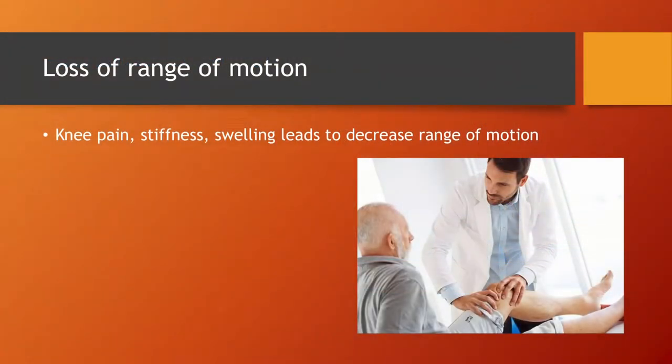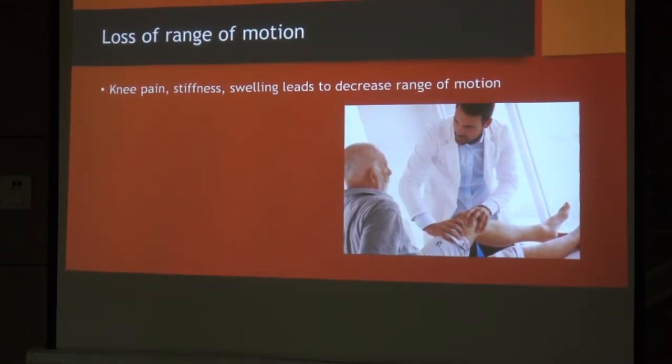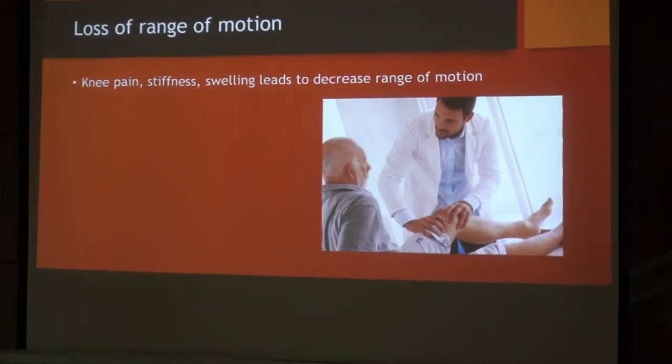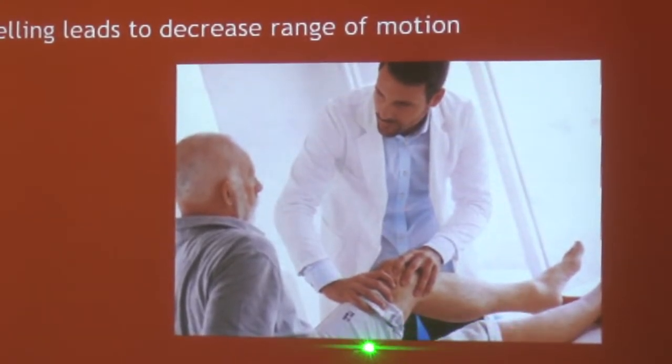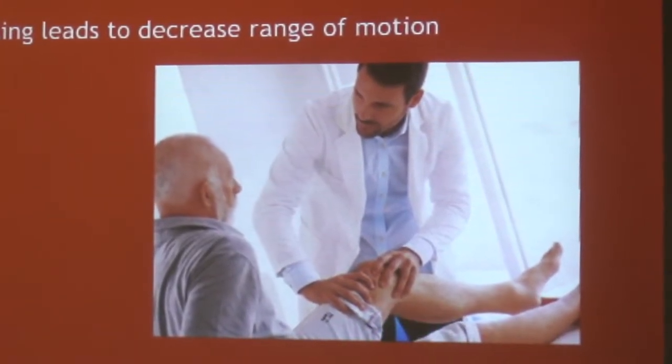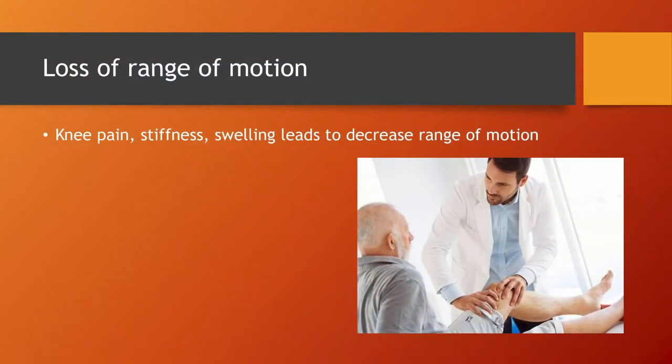When this knee pain and stiffness and swelling increase, the patient is not able to fully extend the knee joint, and there occurs a flexion contracture. In severe cases, when you ask the patient to lie down, you will see that there is a gap here. There will be a gap here, you can put your palm inside. The patient will not be able to extend the knee.